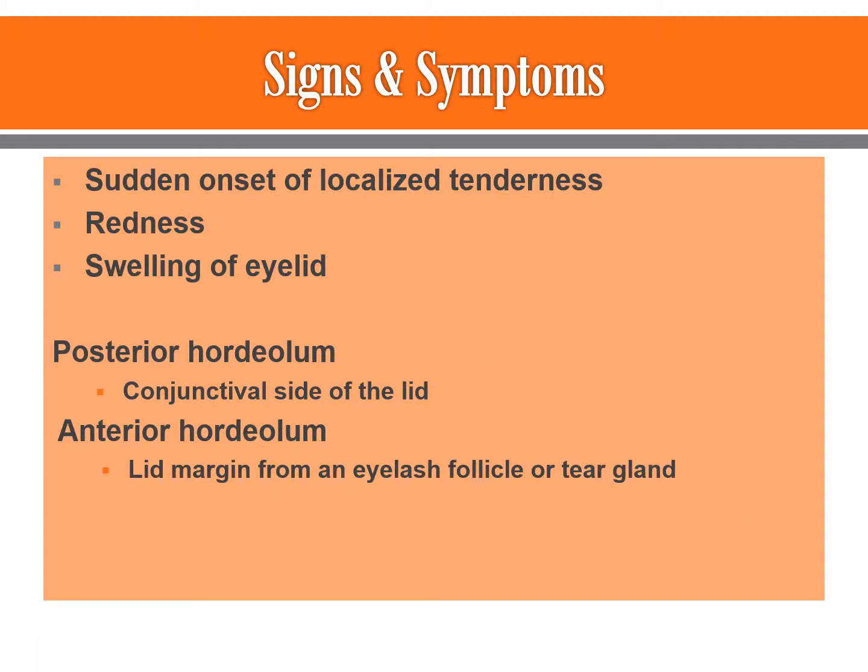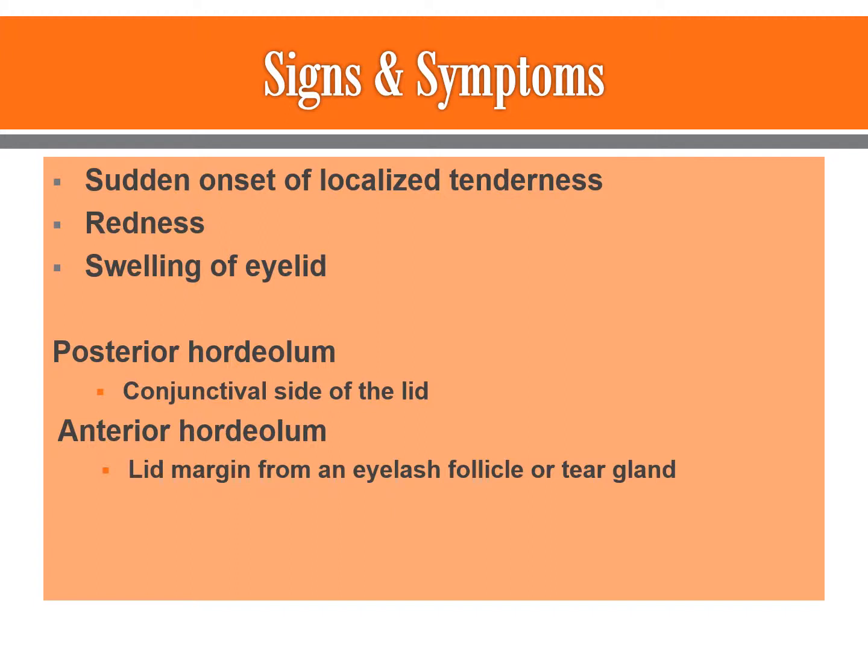Some of the signs and symptoms, well, after about 1 to 2 days, an external hordeolum localizes to the eyelid margin, and there may be tearing and light sensitivity as well as a foreign body sensation. Typically, there's a small yellowish pustule which develops at the base of the eyelash, surrounded by some redness and swelling of the lid, as well as some induration and diffuse edema, as I said.